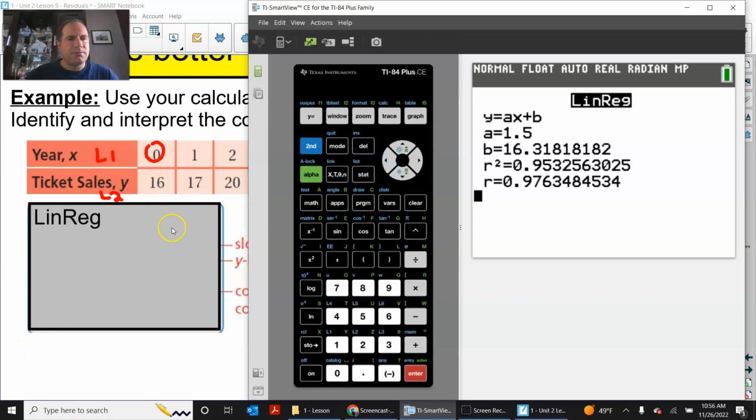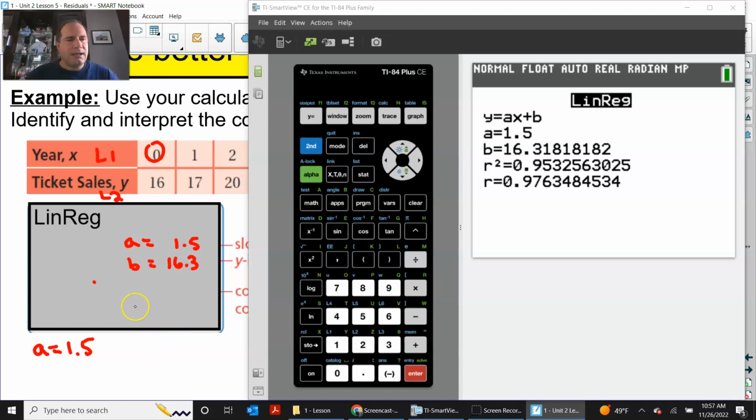So we have the slope, which is right here, the A. So the A equals 1.5. That is my slope. The B, which is the y-intercept, is 16.3. And then the R, the correlation coefficient, is 0.97, which we're going to round to the nearest hundredth, 0.98. And since we're rounding to the nearest hundredth, I'm going to round this to the nearest hundredth, and this stays 1.5.